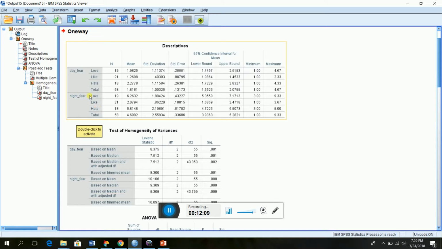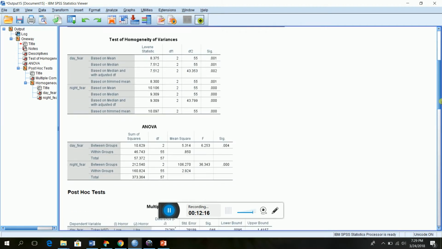These are the results of our homogeneity of variance test. We're testing it with Levene's. And if you are using an older version of SPSS, you won't have all these options here. This is showing you the results of the Levene's test for the day fear condition. And it allows you to look at the test based on the mean, the median, etc. An older version of SPSS will only base it on the mean. So we're going to look at that.